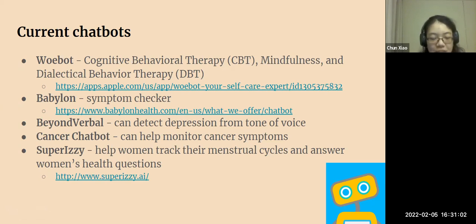So fifth is Super Izzy, which is a bot that helps women track their menstrual cycles and answers women's health questions. It can help you remember to take the pill, and it can help you track your menstrual cycle and when you ovulate and answer your health questions. So on the bottom right hand corner, I have a picture of Woebot. So that is the first bot that I talked about, and there's its logo.